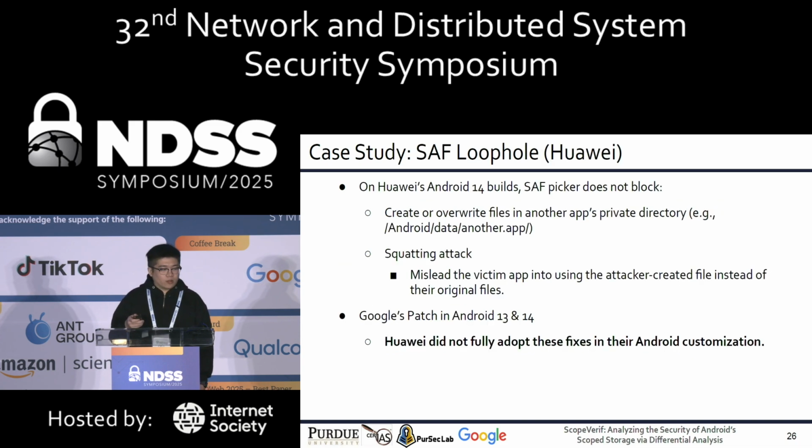Another case study is what we call the SAF loophole, the Huawei version. ScopeVerif found that on Huawei's Android 14 builds, if you use this API in a specific way, it allows an attacker to create or overwrite files in another app's private directories. The interesting thing is, ScopeVerif also found this issue in an earlier version of Google's Android. But Google later released a patch to fix this bug. For some unknown reasons, Huawei did not adopt these patches.